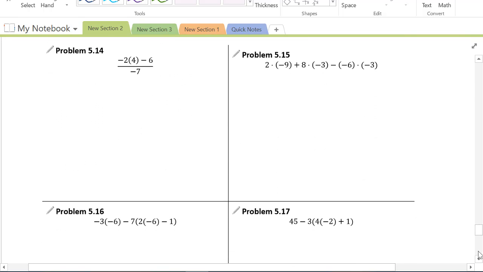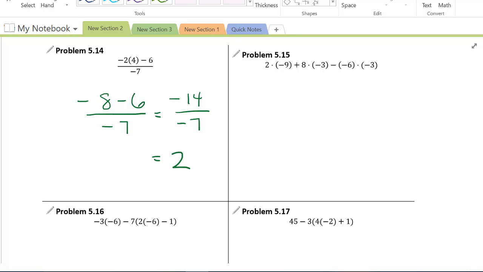Okay, so this one, again, first, let's multiply here. So it's going to give us -8 minus 6, divided by -7. We're going to evaluate and simplify the numerator first. Here we have to subtract, signs are the same, so we add them. That's going to give us -14 divided by -7, and that is going to end up with +2, because again, same sign, division turns positive.